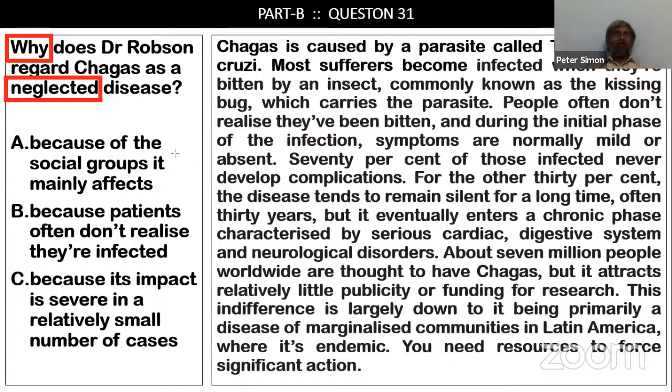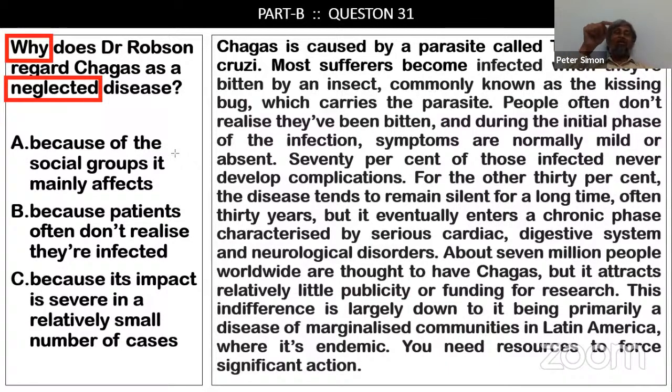Why neglected? Important. Why important? Clever. Why clever? Foolish. Why foolish? So the question is asked based on that particular word. Disease we know, Chagas we know, Robson we know, regard, okay, he regards, that is also not important. So why neglected? Why is the question word and the powerful word is neglected.